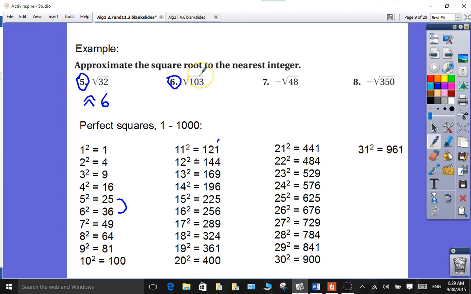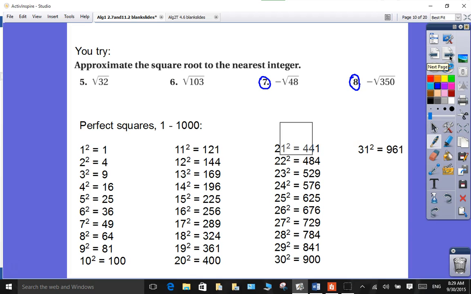What about the 103? Which two integers is 103 in between squared? Yeah, let's see. 10 squared is 100. 121 is 11 squared. So it's in between the 10 squared and the 11 squared. Which one is it closest to? Probably closest to the 10. So we would estimate that that is 10. How about 40? Okay, you're going to do the next two. Try those two. Estimate them.